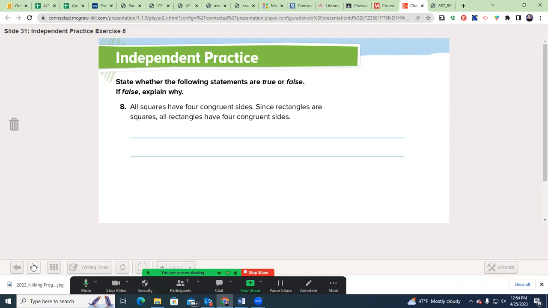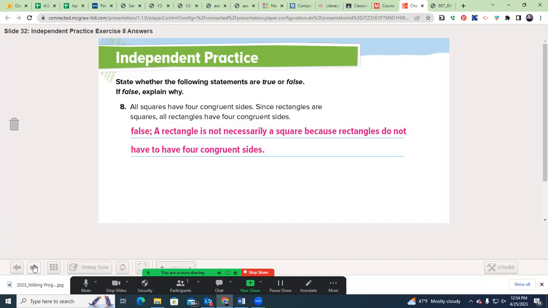All right, 8, all squares have 4 congruent sides. Since rectangles are squares, all rectangles have 4 congruent sides. Right, you pause the video, write down what you think, and then come back. Welcome back. The answer to this one is, of course, false. Rectangles do not have to have 4 congruent sides. They just have to have at least 2.